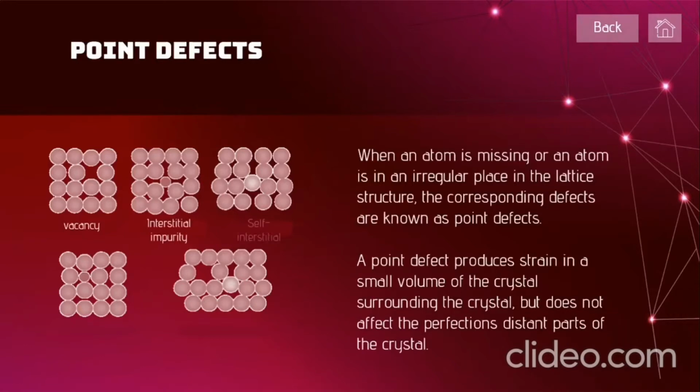When an atom is missing or an atom is in an irregular place in the lattice structure, the corresponding defects are known as point defects. Point defects produce strain in a small volume of the crystal surrounding the defect, but do not affect the perfection of distant parts of the crystal. Because there is only one point defect, it does not affect the whole structure of the crystal. It only affects the area around the defect, like this or this or this.